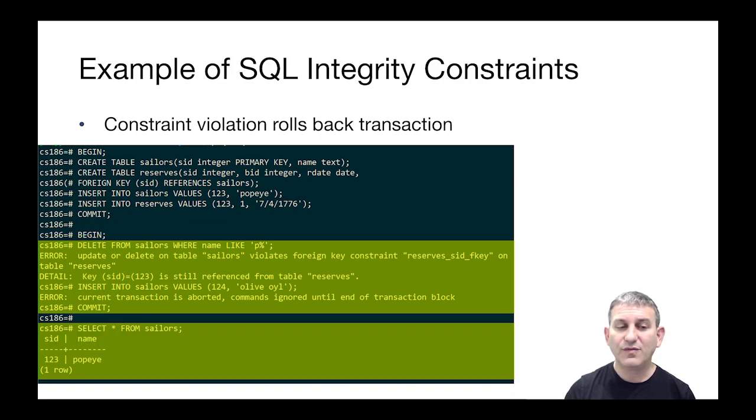And when we do select star from sailors, we'll see that olive oil did not get inserted. Only Popeye is there, as it was at the beginning of the transaction. You may notice here that when we said commit, Postgres didn't say anything back to us. The only reason for that is I turned off some of the messages from the Postgres command line because I wanted this to fit on a slide. Ordinarily, the commit would have given us a message to say that it had failed.